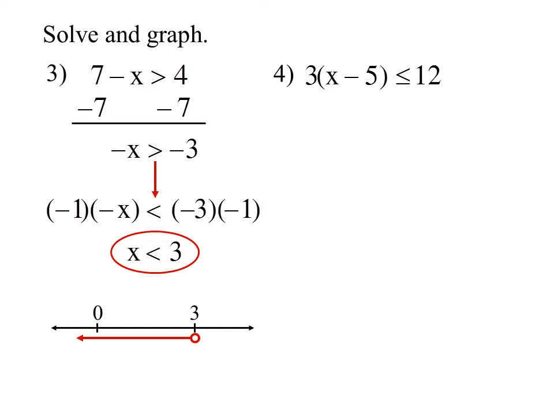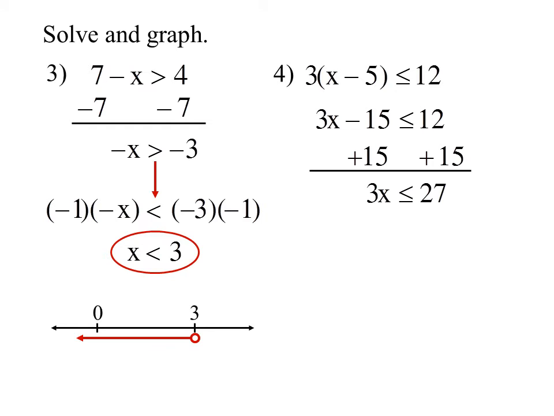On number 4, I have parentheses. What in the world do I do? Distribute. Very good. So I'm going to take 3 times x and 3 times 5. So that'll give me 3x minus 15 is less than or equal to 12. What do I do with it now? Add 15. Add 15 to both sides. So then I'll have 3x is less than or equal to 27.